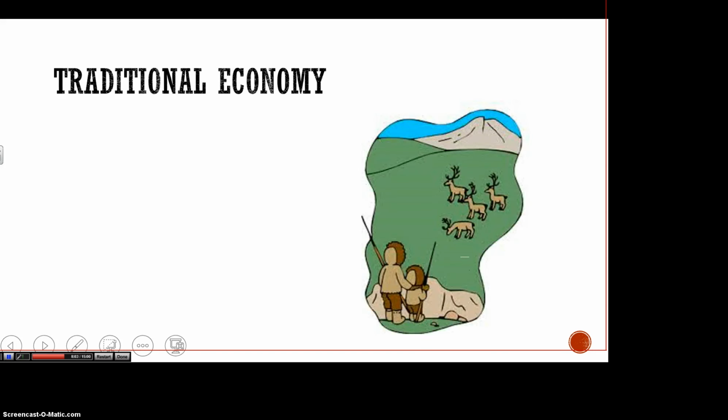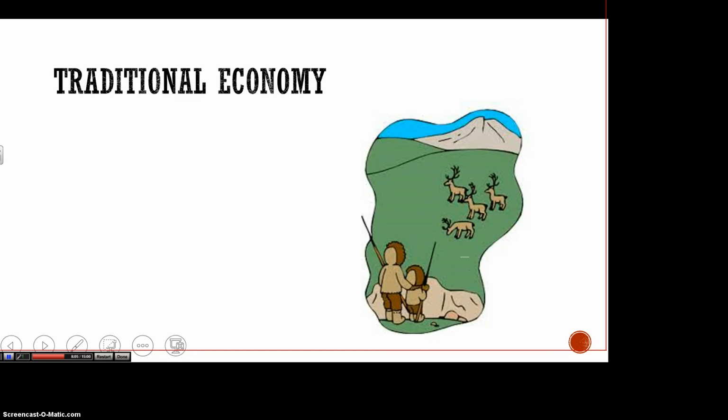So, traditional economy. When we're looking at a traditional economy, we're really looking at an economy where people make their economic decisions based on customs and habits. So again, traditions. These kinds of economies usually are related to hunting, farming, and gathering. And the reality is that very few of these economies exist today.